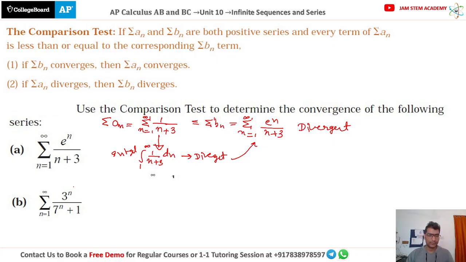Okay, next one. Let's consider B part: 3 to the power n over 7 to the power n plus 1. Again, I have to construct a new function. Let's say this is an this time, and I'll create a new function bn. Let's call it bn equals summation n equals 1 to infinity of 3 by 7 raised to the n.